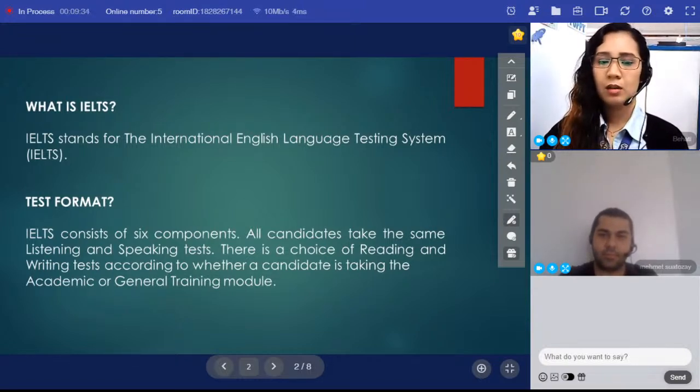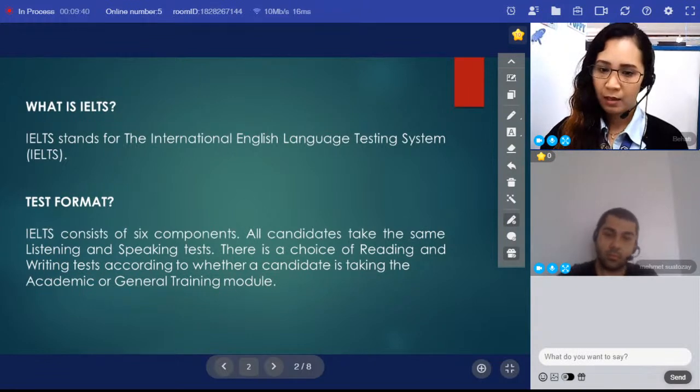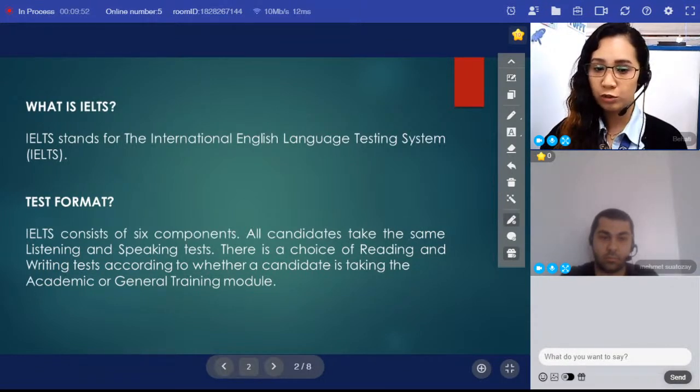Yes. And for the test format, IELTS consists of 6 components. Now, all candidates take the same listening and speaking tests. There is a choice of reading and writing tests, as we mentioned, according to whether a candidate is taking the academic or general training module.